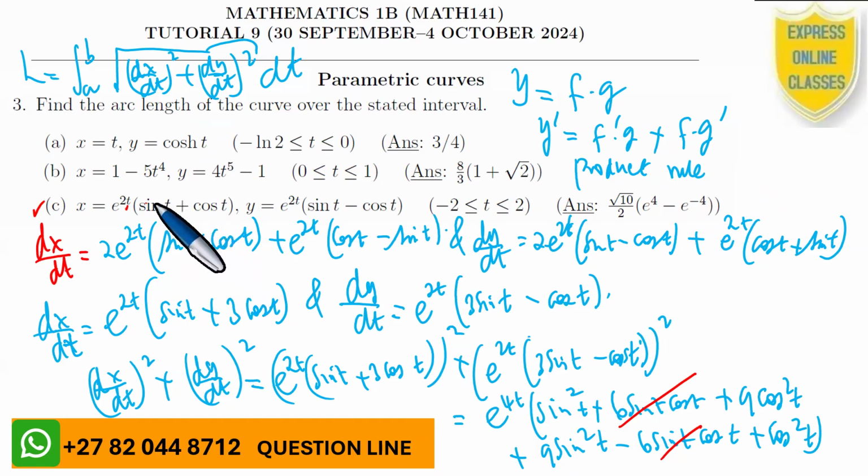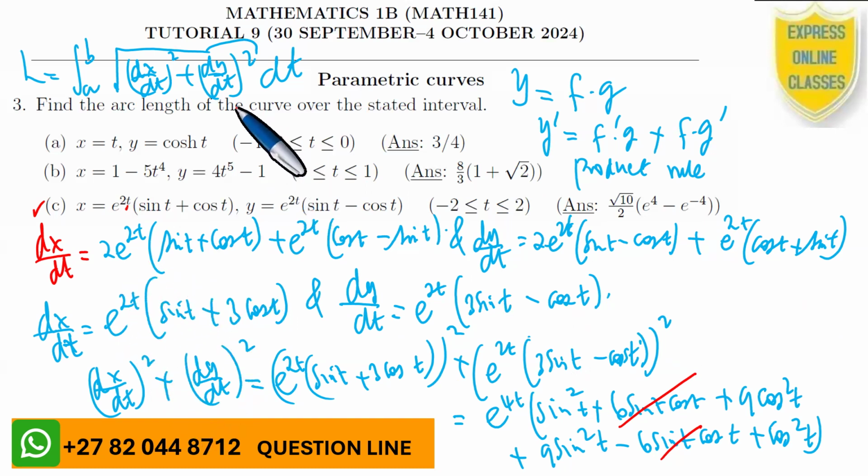The next thing is you have e to the power 2t. The derivative of sine t is cosine t. The derivative of cosine t is minus sine t. For dy/dt, the derivative of e to the power 2t is 2e to the power 2t, and you keep sine t minus cosine t. Then e to the power 2t times the derivative of sine t minus cosine t, which is cosine t plus sine t. Adding like terms after distribution, we get this one. For dy/dt, if you multiply out and add like terms, this is what we get.